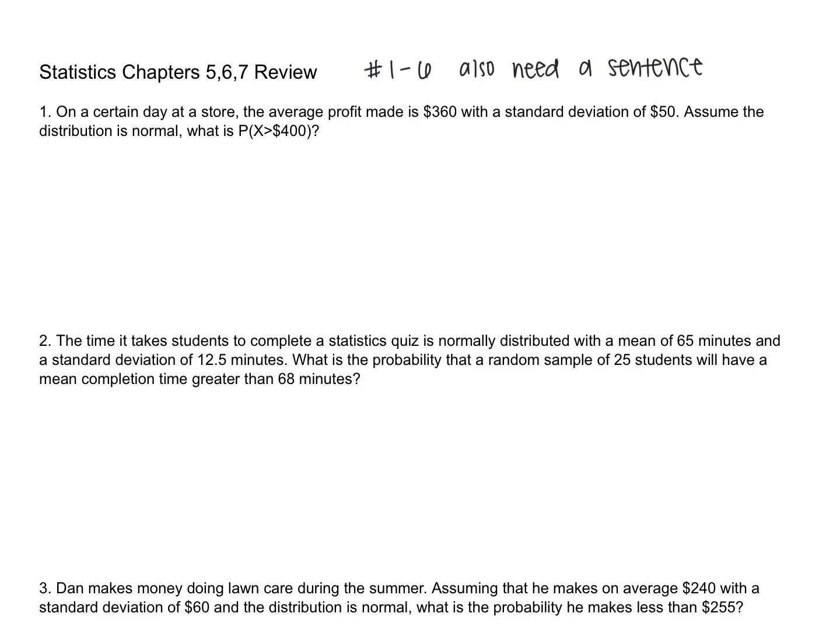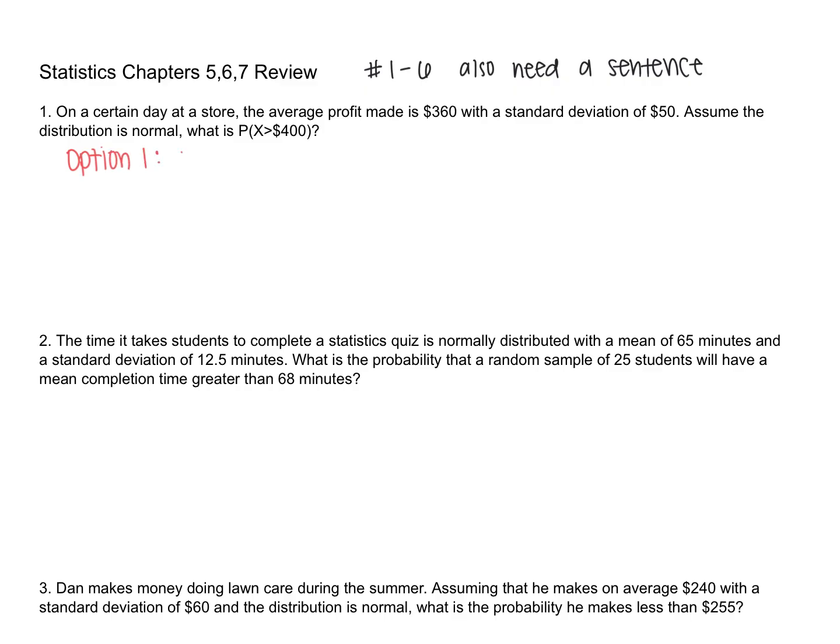On the first problem, we have that on a certain day at a store, the average profit made is $360 with a standard deviation of $50. Assume the distribution is normal. What is the probability that X is greater than $400? Anytime you have a probability with a mean, you have to figure out if it's for a single mean or for a sampling distribution for means. And it's all based on whether or not you're given an n, which is a sample size. In this case, we just have a single store, so this is just a regular probability.